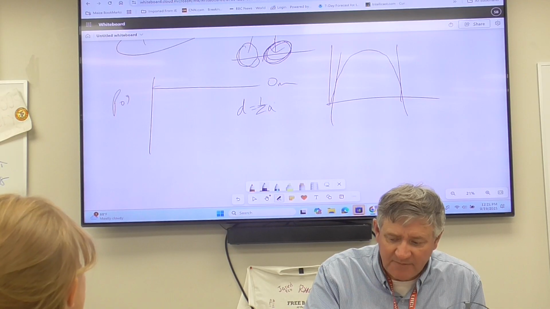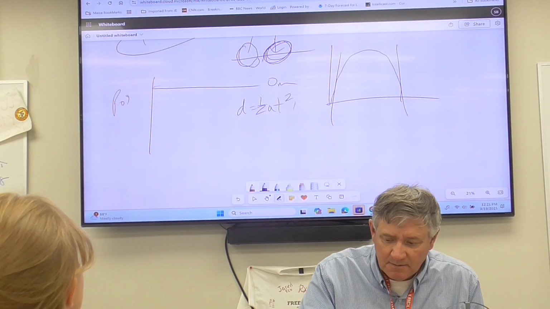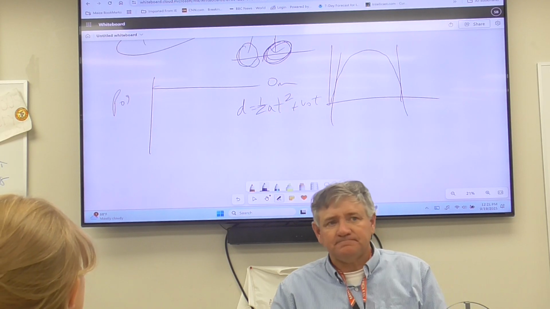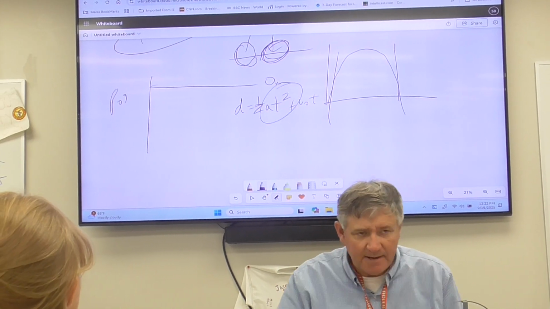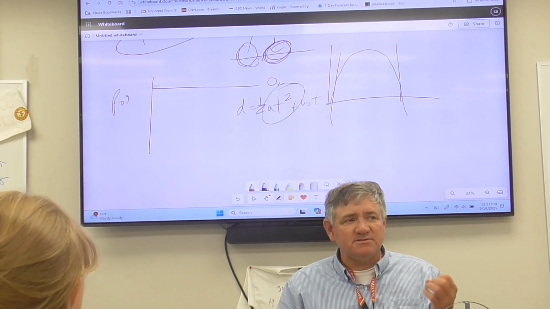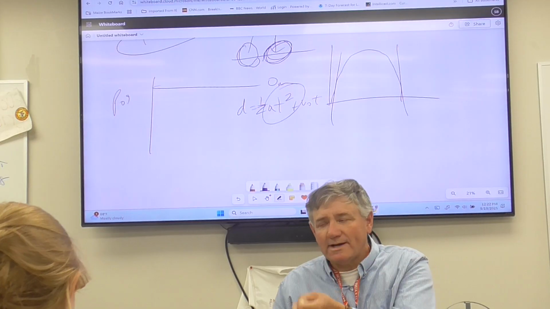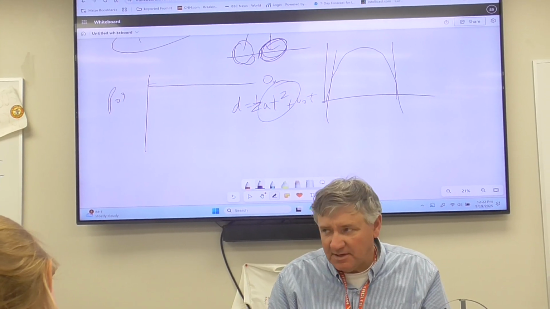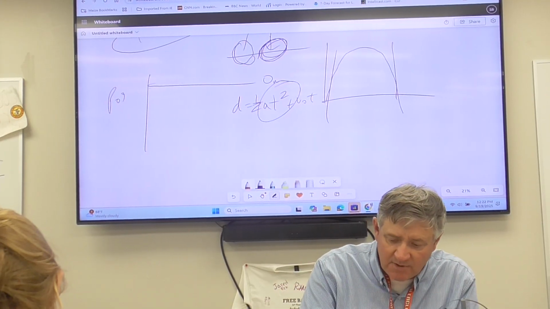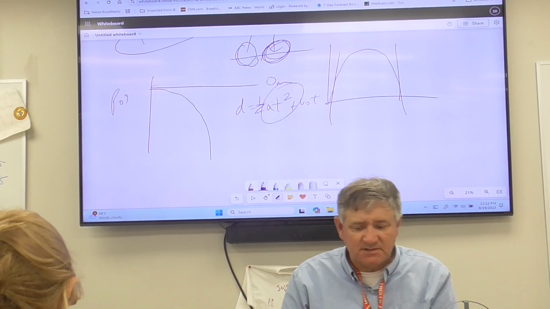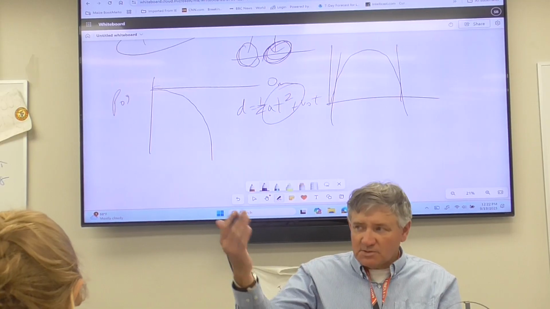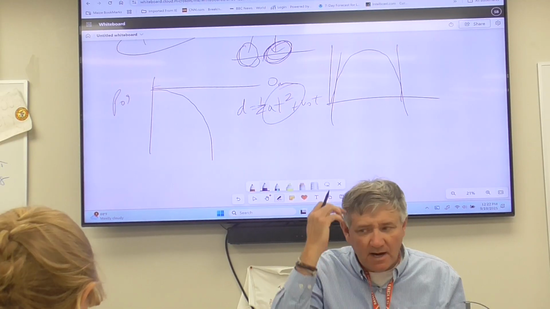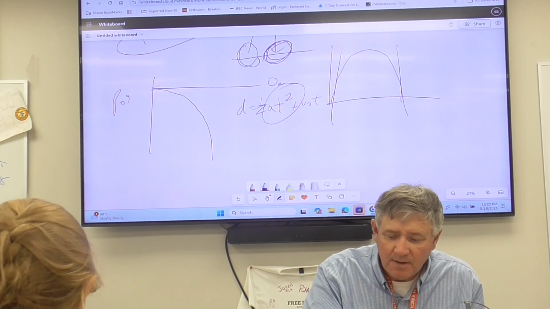Distance equals 1/2 at squared, plus v naught times time. This is time squared. As soon as you see time squared, what can it not be in terms of the shape of the graph? It cannot be linear. So this graph is going to look something like this, right? It's a quadratic function.